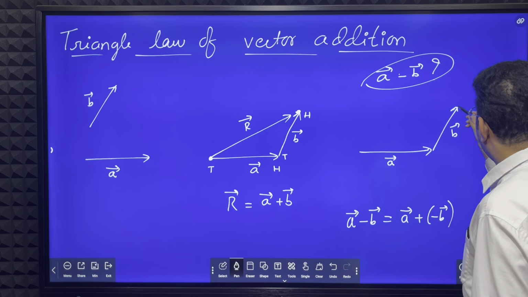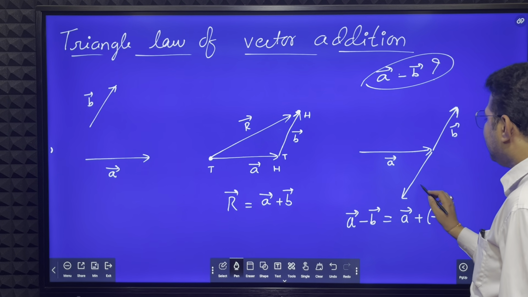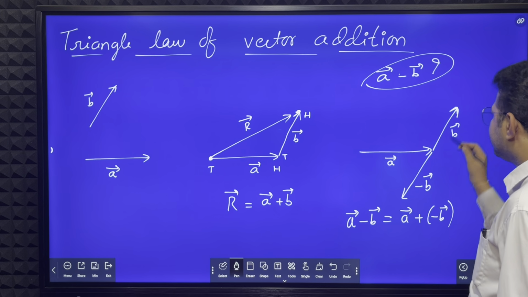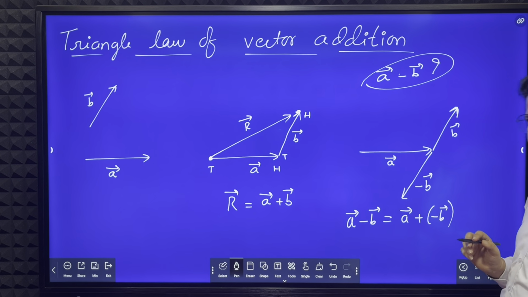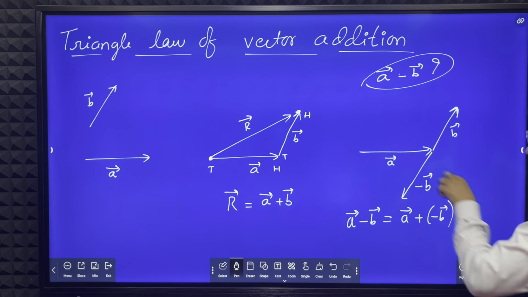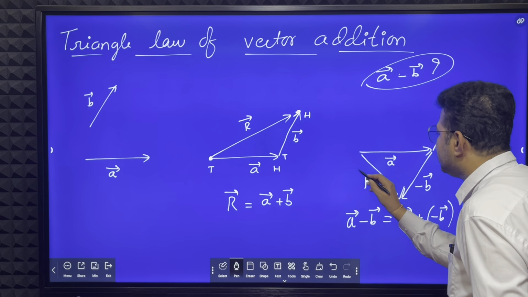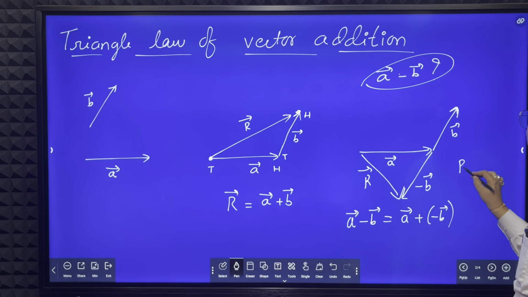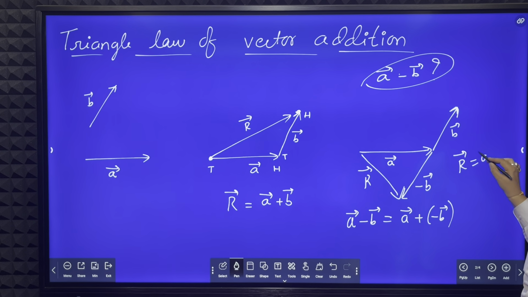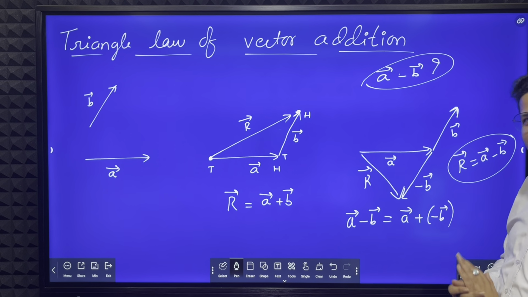For that, if this is B, then this will be minus B. Correct? Now, vector A and vector minus B are in order. Then the closing side taken in the reverse order gives the resultant. So this is the resultant, R equal to A minus B.